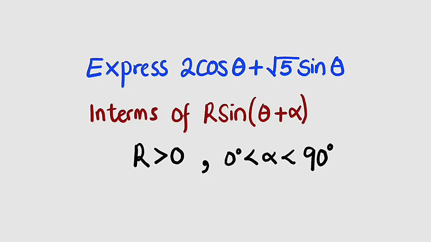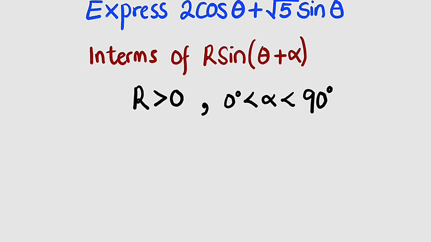Hello good day viewers. In this tutorial we want to express 2 cosine theta plus root 5 sine theta in terms of r sine (theta plus alpha), for which r is greater than 0 and alpha is between 0 and 90 degrees. We only need to find two things, r and alpha, then substitute them back into the same expression and we are done.